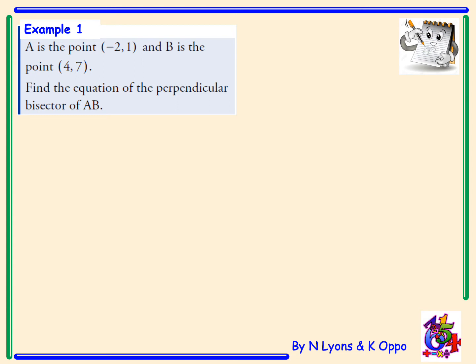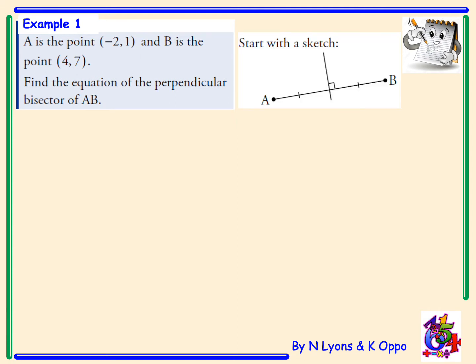Example 1. A is the point -2, 1 and B is the point 4, 7. Find the equation of the perpendicular bisector of AB. First we'll start with a sketch. So we need to find the midpoint of AB to find a point on the perpendicular bisector.